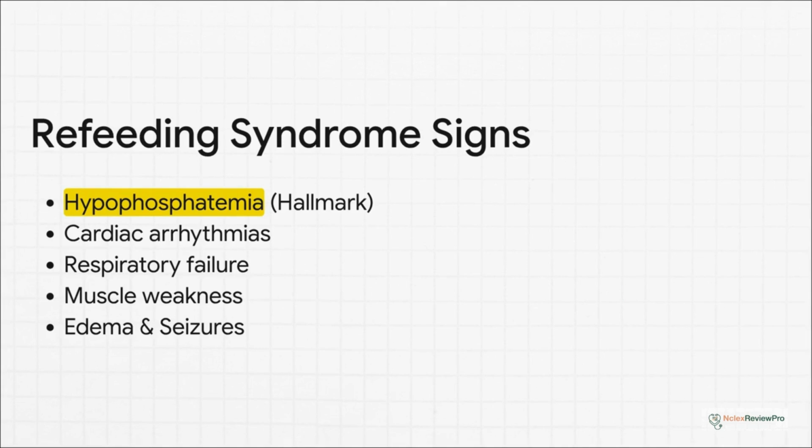Why does that matter? Well, no phosphate means no cellular energy. Your muscles get profoundly weak. And what are the heart and the diaphragm? They're muscles. That's why you can see deadly arrhythmias and respiratory failure. If your refeeding patient suddenly gets confused, develops swelling, or seems weak, you need to think refeeding syndrome immediately.